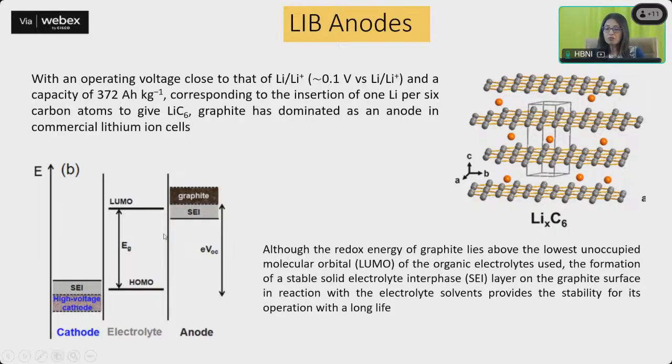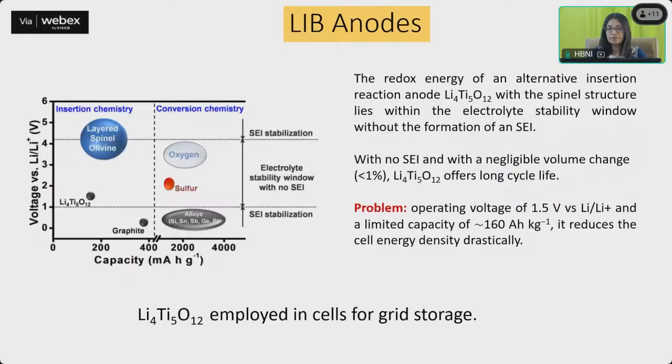Okay. So what happens is, this is what I have written over here. The formation of a stable solid electrolyte interface layer on the graphite surface, in reaction with electrolyte solvents, provides the stability for its operation for a very long time. Now, apart from this graphite, if you see the voltage and the capacity, this graphite is somewhere over here, 372. You also have a few other anode materials to consider.